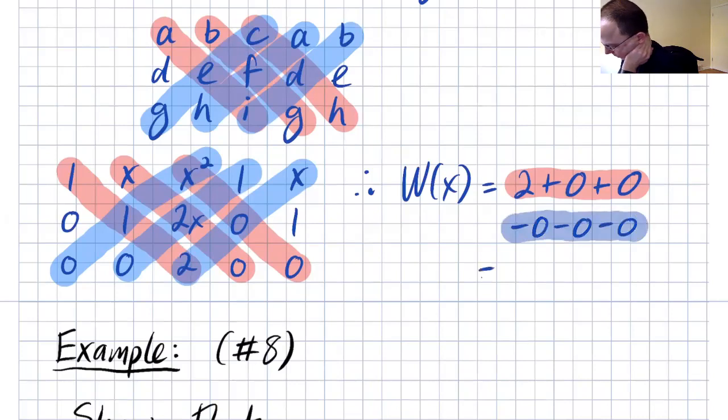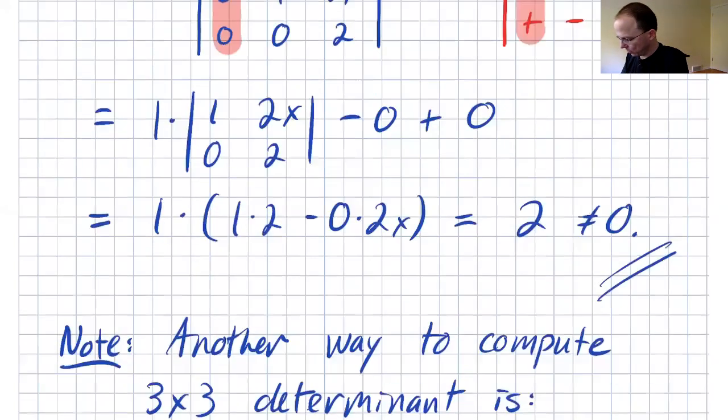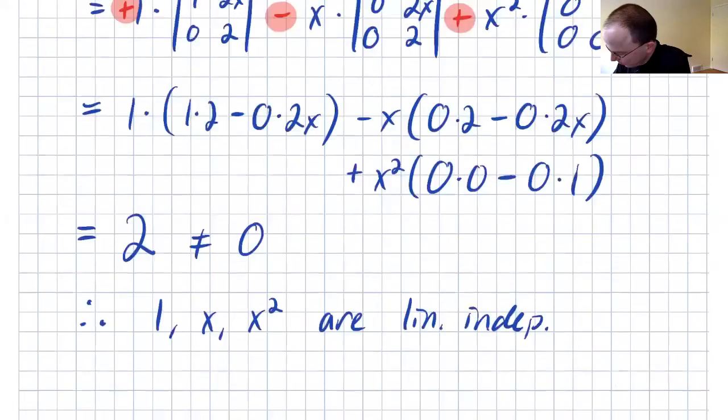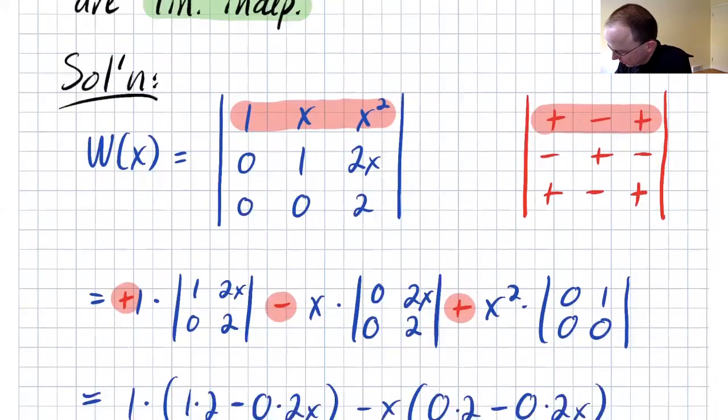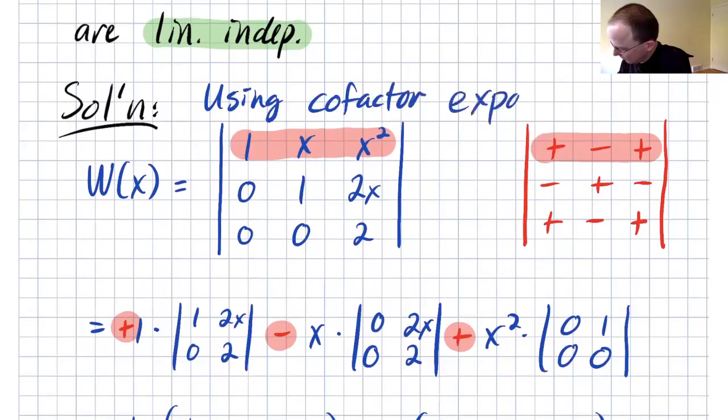And again, we get 2. Okay, so that's, I guess, 2 methods. So we did cofactor expansion. Maybe I'll write that down somewhere. So this first way that we did it was using what's called cofactor expansion.